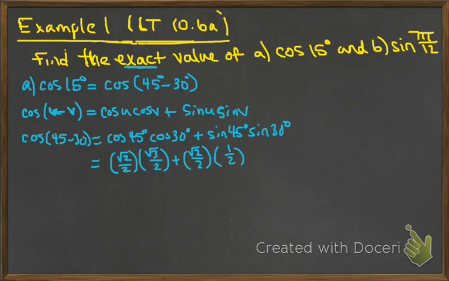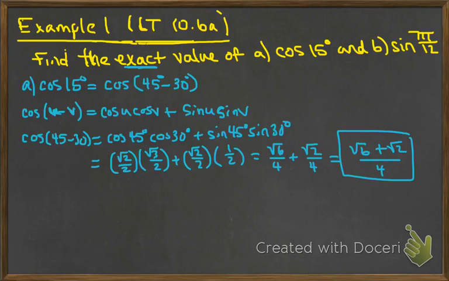And now I'm just going to simplify and multiply straight across. So my first term becomes the square root of 6 over 4 plus the square root of 2 over 4. They already have a common denominator, so I go ahead and add them together. So we get the square root of 6 plus the square root of 2, all over 4. And there's my exact answer to the cosine of 15 degrees.